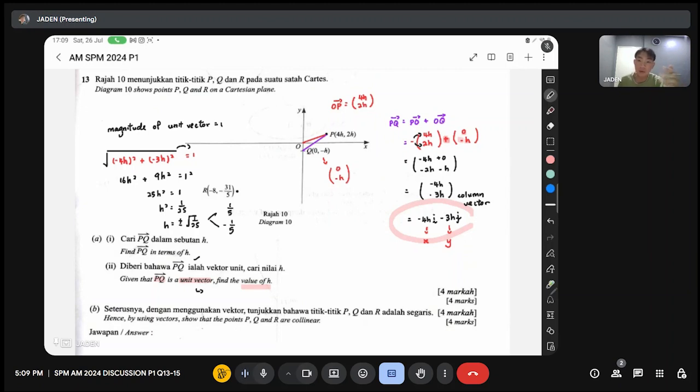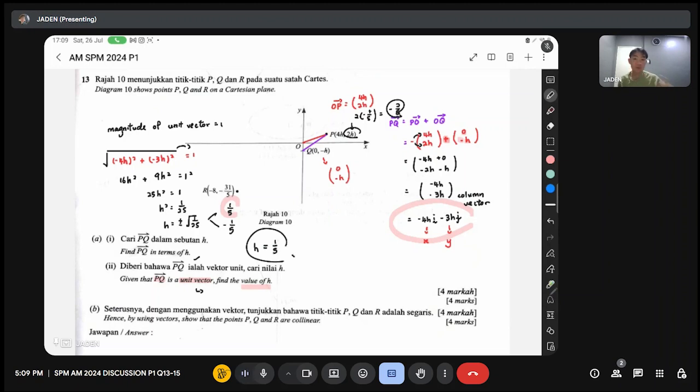Now, based on the diagram, it is much more suitable if you pick the positive answer, because if you put negative here, that means this is 2 times negative 1 over 5, and that will give you negative 2 over 5. But obviously, the y value shouldn't be negative because it's above the x-axis. So the only answer that is accepted in this case is positive 1 over 5.